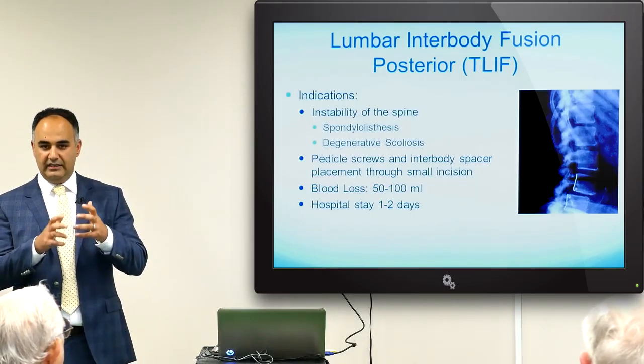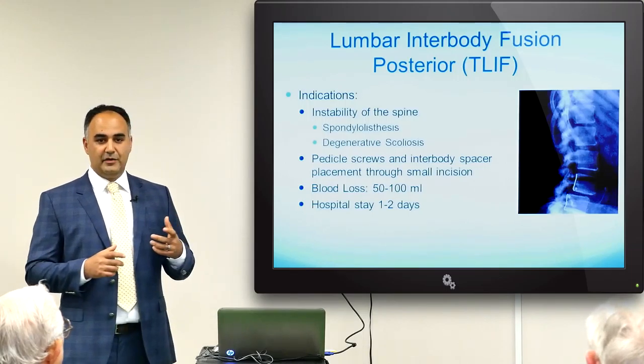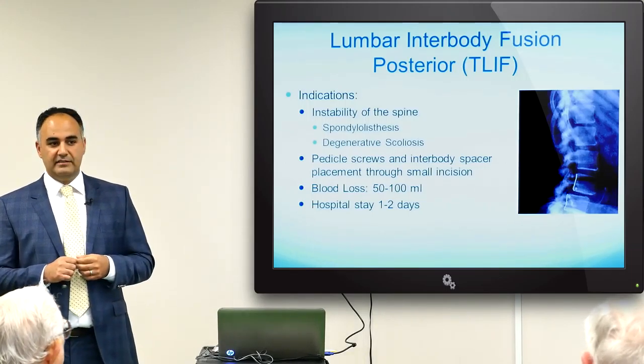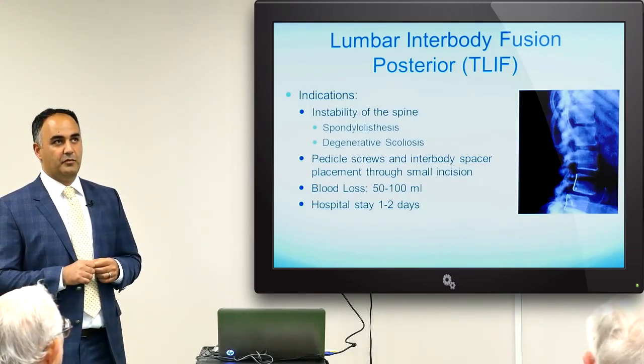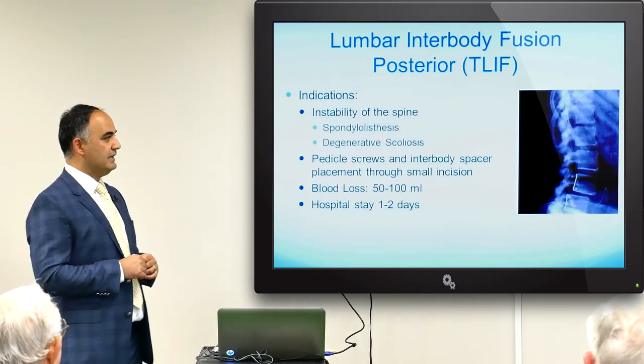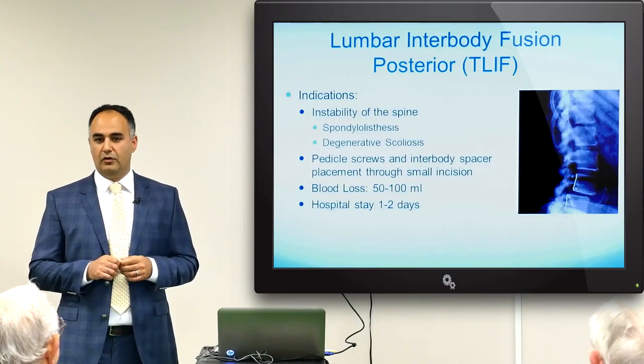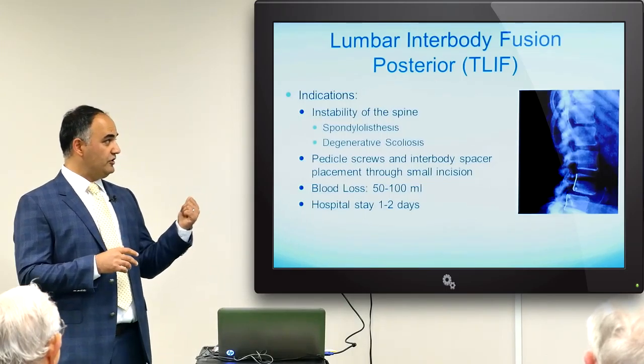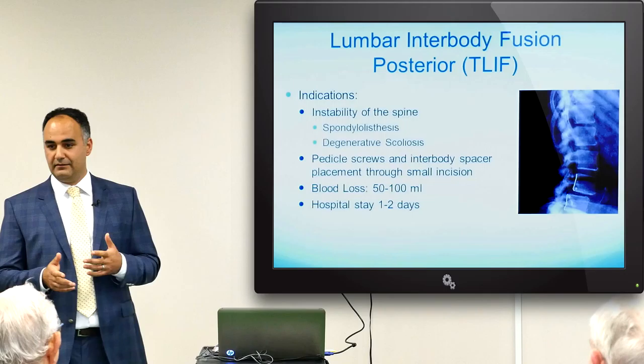So now we can put in our pedicle screws, or our screws and rods, and a spacer in there to get the fusion, again, through a very small incision, with a blood loss of about 50 cc's or 50 mls, which in this case would normally be about 200 to 300 blood loss type of case. And you're in the hospital about a day or two and you go home. Whereas with the traditional one, you're probably in the hospital about 3 or 4 days.